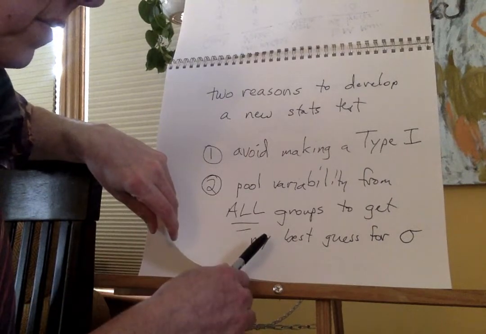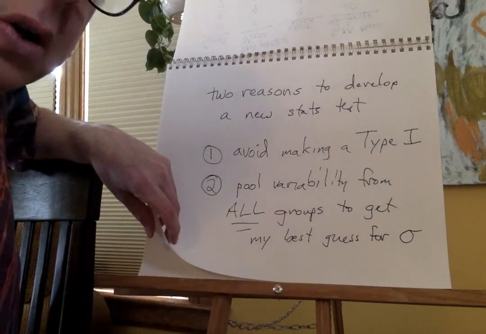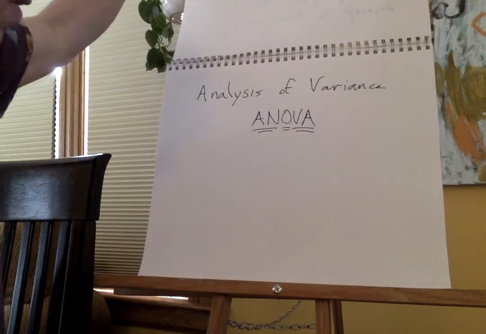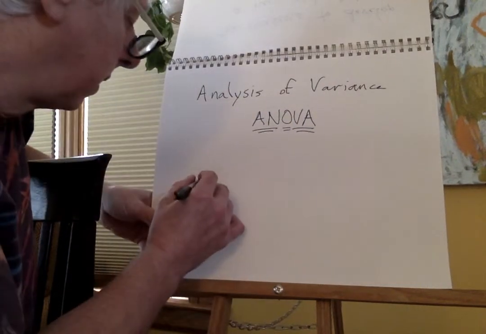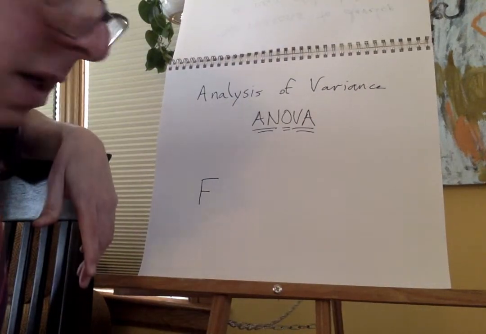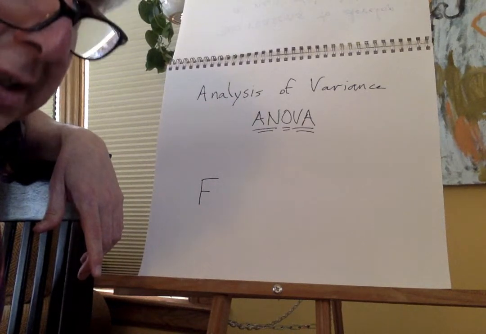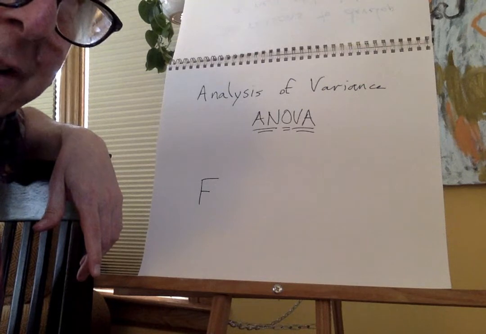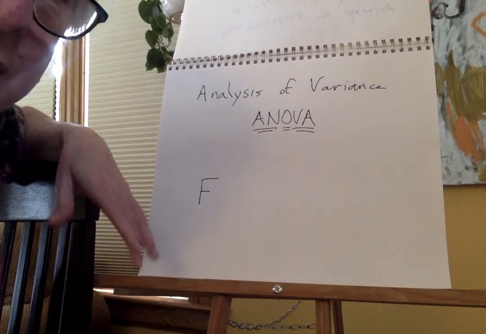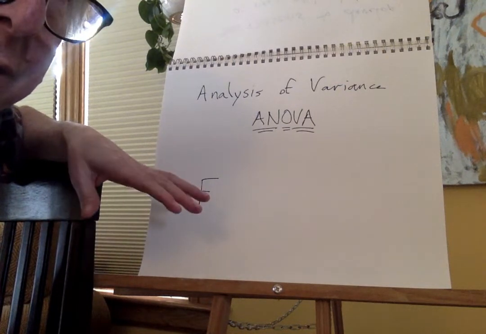Because of this, we want to pool the variability for all of the groups. So we're going to do analysis of variance, and like we had a z-score and a t-score, the analysis of variance is called the F test. We're going to calculate an F from the data set, and I'm just going to show you the conceptual basis of the F ratio.